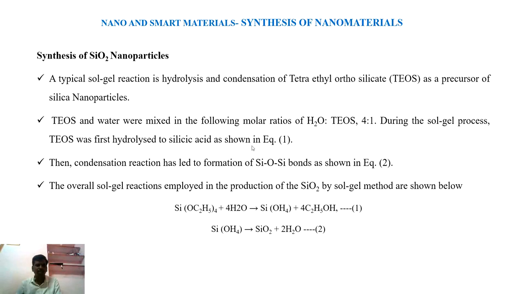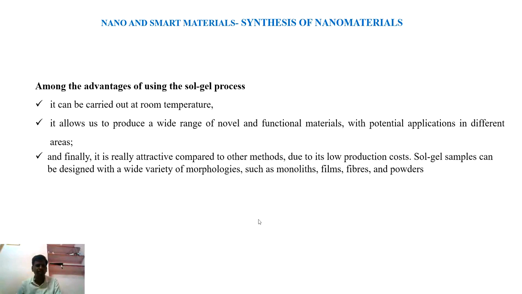Next, after mixing, hydration takes place, and first TEOS is hydrolyzed and converted into silicic acid as in equation 1. That means hydration of the TEOS. So hydration of this TEOS results in the formation of silicic acid. Then condensation of this silicic acid further takes place and results in the formation of SiO2. That means Si-O-Si, silicon oxygen silicon bond. So the overall reactions employed in this method are called the Sol-gel method. The reactions are given here.